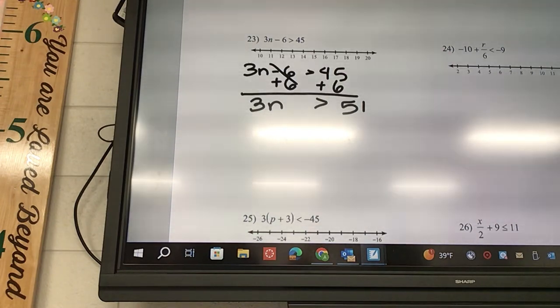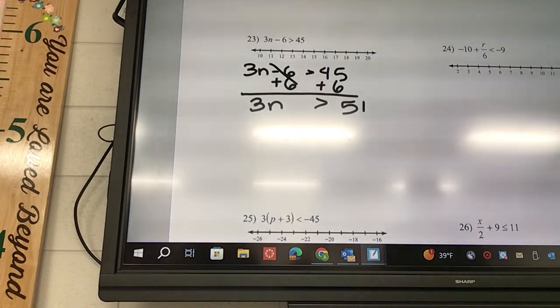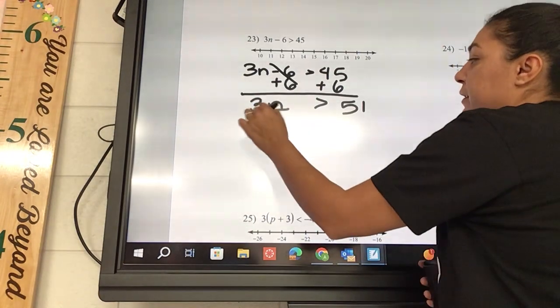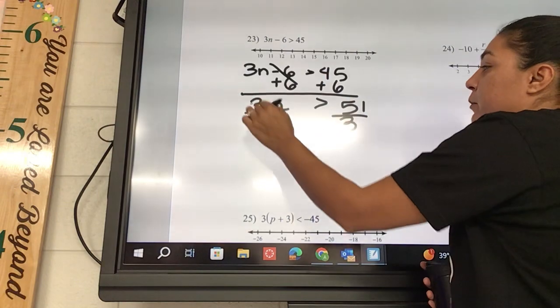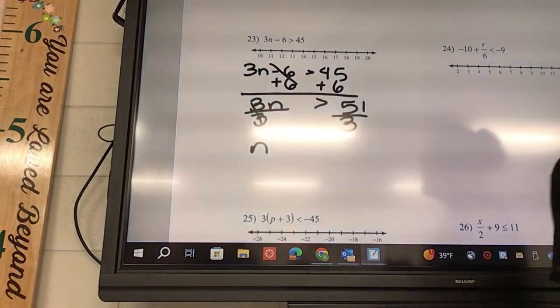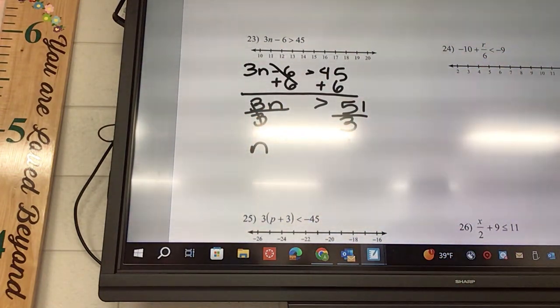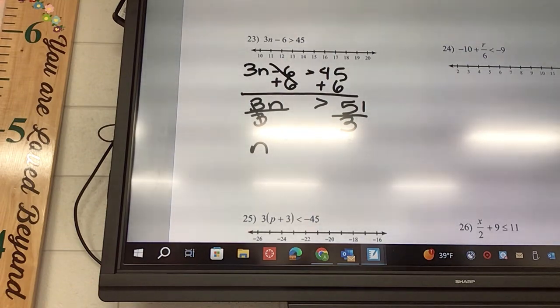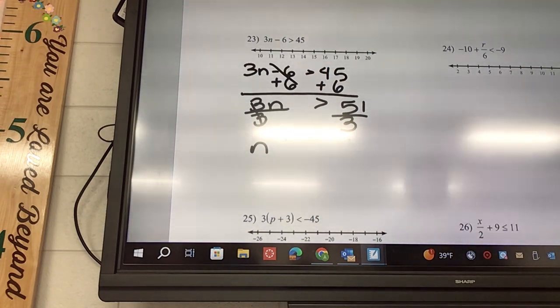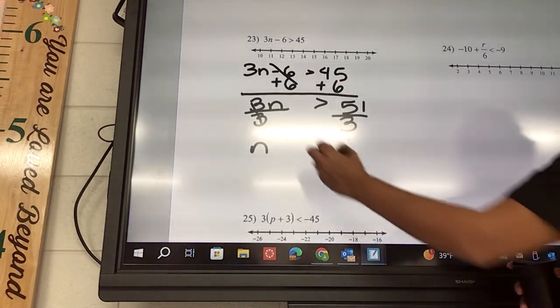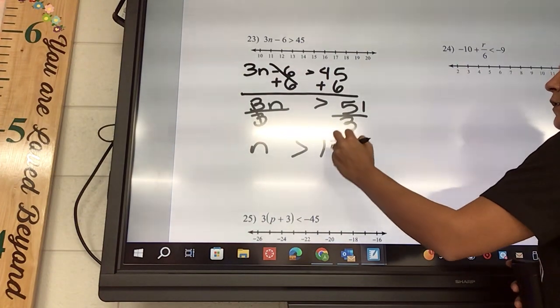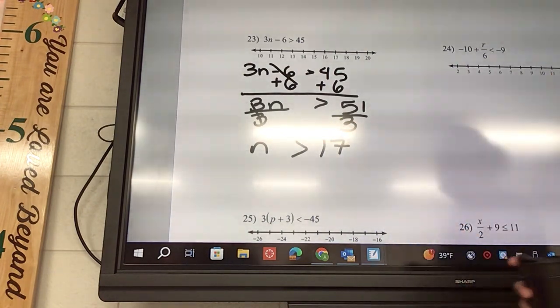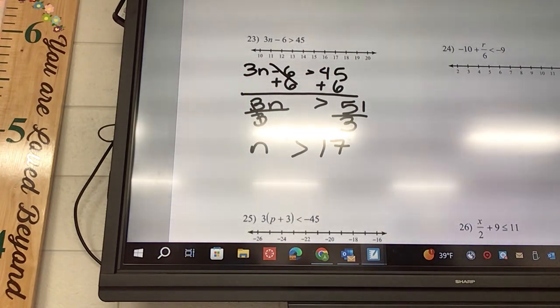Divide. Okay, and I would say the majority of the time it's going to be divide as your last step. Okay, sometimes you're going to multiply, but the majority of the time it's going to be divide. Okay, do we need to flip our sign? What did we divide by? Positive 3. Okay, so we don't need to flip. Okay, what is 51 divided by 3? 17? Somebody agree? I don't know what it is, so. Okay. On the 17, is that going to be open or closed?